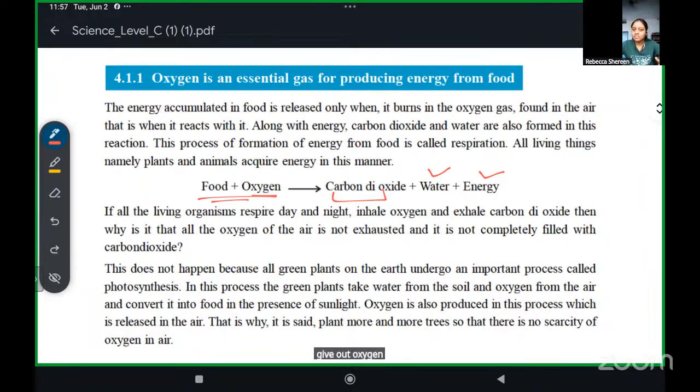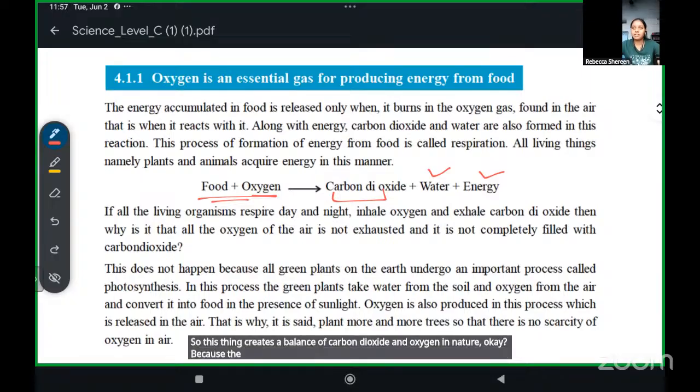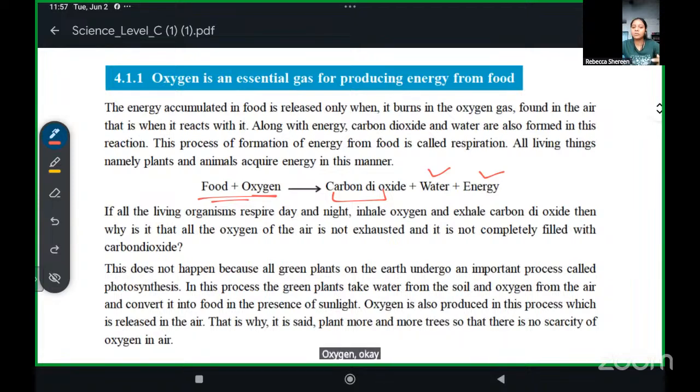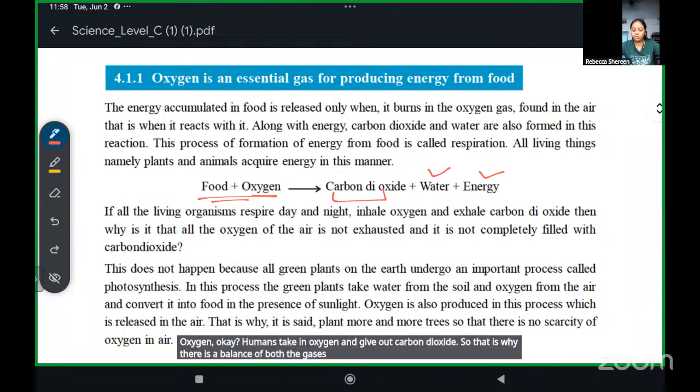So this creates a balance of carbon dioxide and oxygen in nature. Because the plants take in carbon dioxide and give out oxygen. Humans take in oxygen and give out carbon dioxide. So that is why there is a balance of both the gases in the atmosphere.